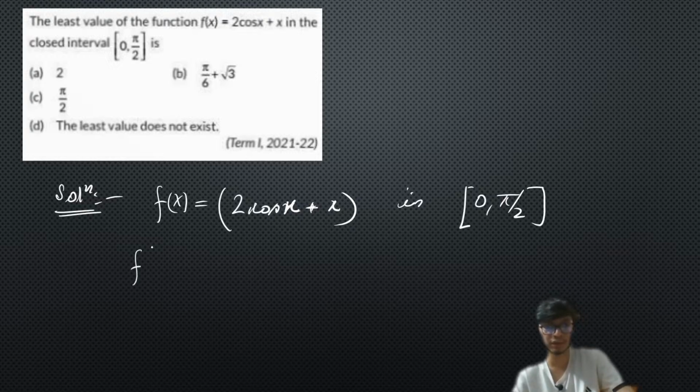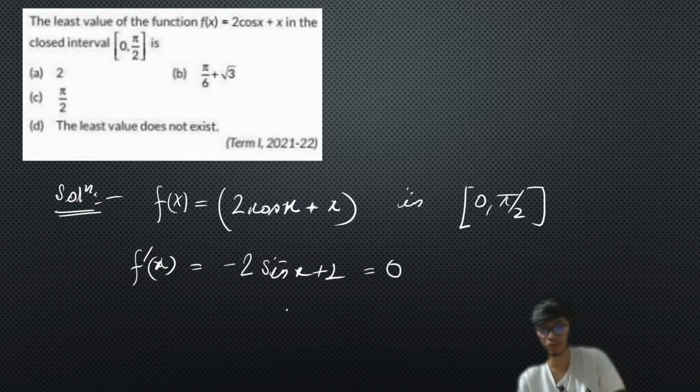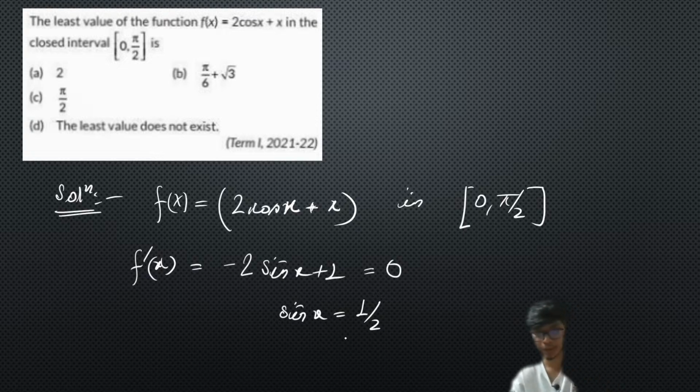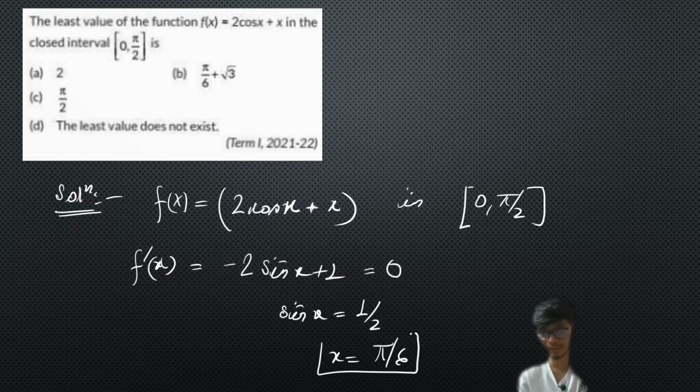If we find the derivative, let us find the critical point. It is going to be equal to minus 2 sin x plus 1. If I equate it to 0, I get sin x equal to 1 upon 2. So from here I get the critical point as pi upon 6, which is inside the interval.